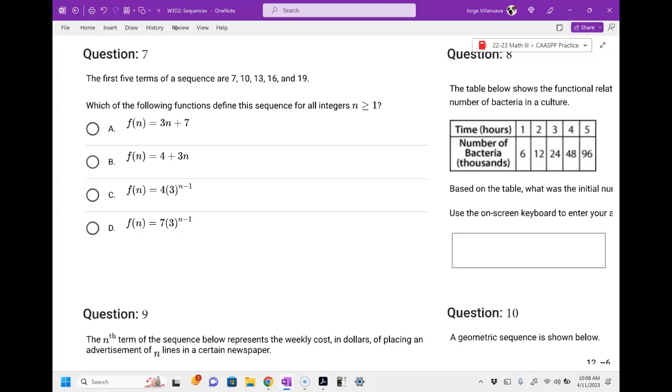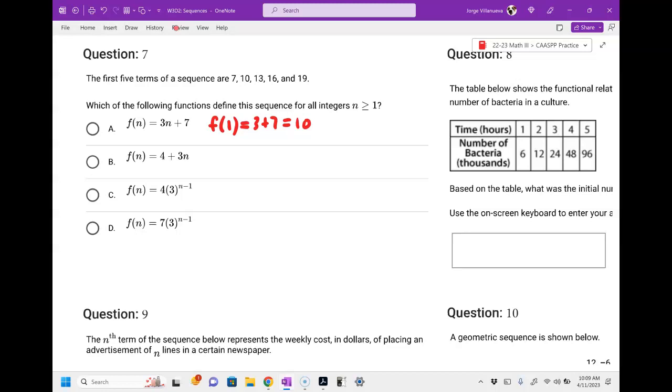So it says the first 5 terms of the sequence are 7, 10, 13, 16, and 19. Which of the following functions define the sequence for all integers n greater than or equal to 1? Meaning start with 1, go to 2, go to 3, go to 4, go to 5, etc. So I'd rather not try C or D if I can avoid it, because those look complicated. So let's try A. A and B look about the same. All right. If I plug in a 1 into part A, I get 3 plus 7. So that's 10. Is that my first number? No, right?